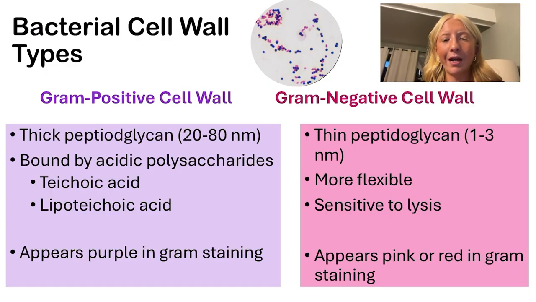Then we have the gram-negative cell wall. This is a thin layer of peptidoglycan. It makes it more flexible, but it also makes it more fragile and sensitive to lysis. So when you do gram staining, the differential staining technique, it appears pink or red, and it indicates that it's negative.